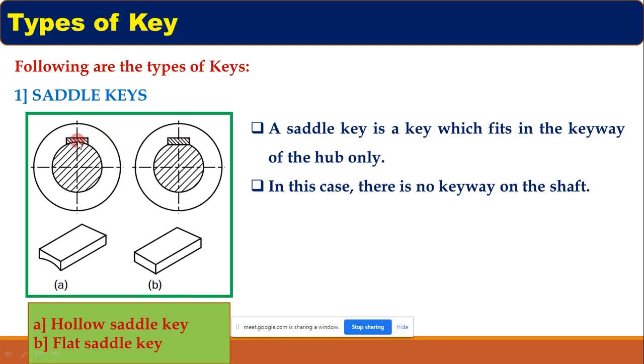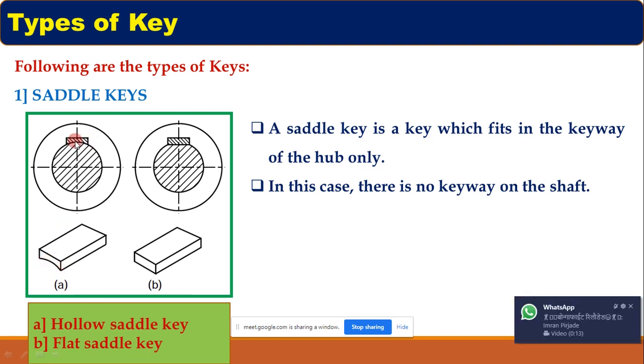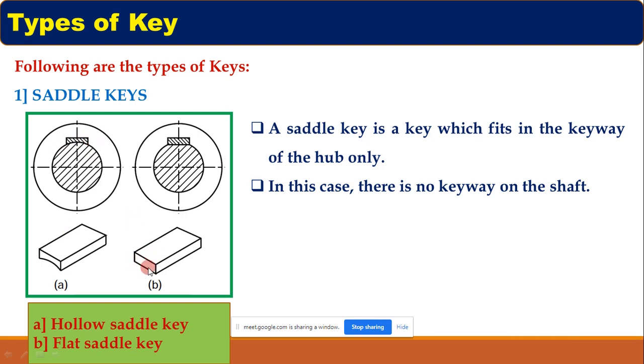But there is a difference between these two diagrams. In figure A, the bottom surface of the key has a concave surface, which matches with the circular surface of the shaft. In figure B, the bottom surface of the key is flat, which matches with the flat surface of the shaft. Here some surface of the shaft is machined so that we have a flat surface on the shaft. But remember, a keyway is not produced; we have only made the surface of the shaft flat at the region where we want to connect the key.